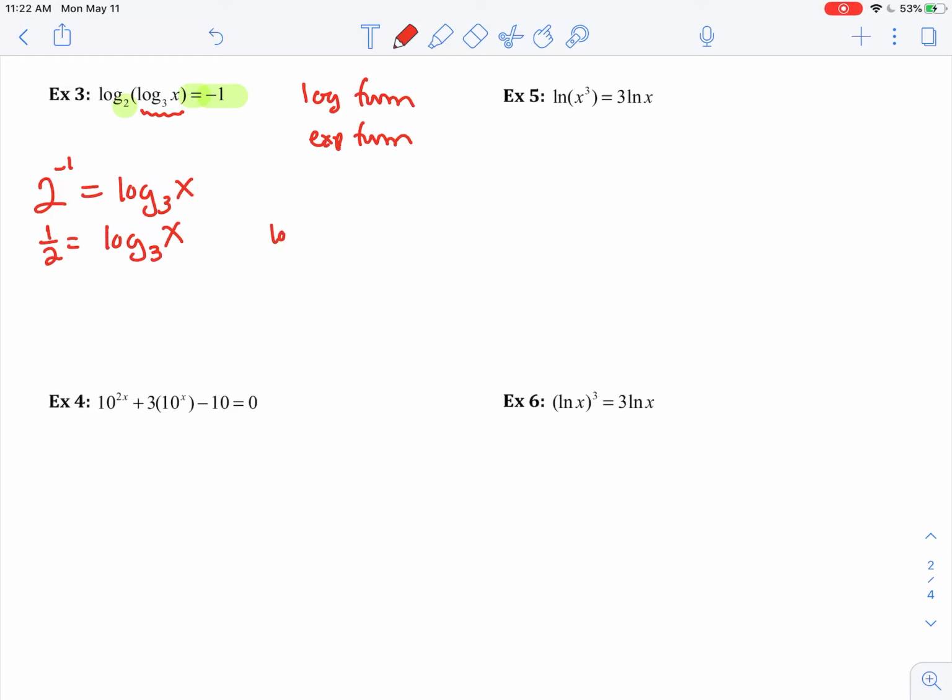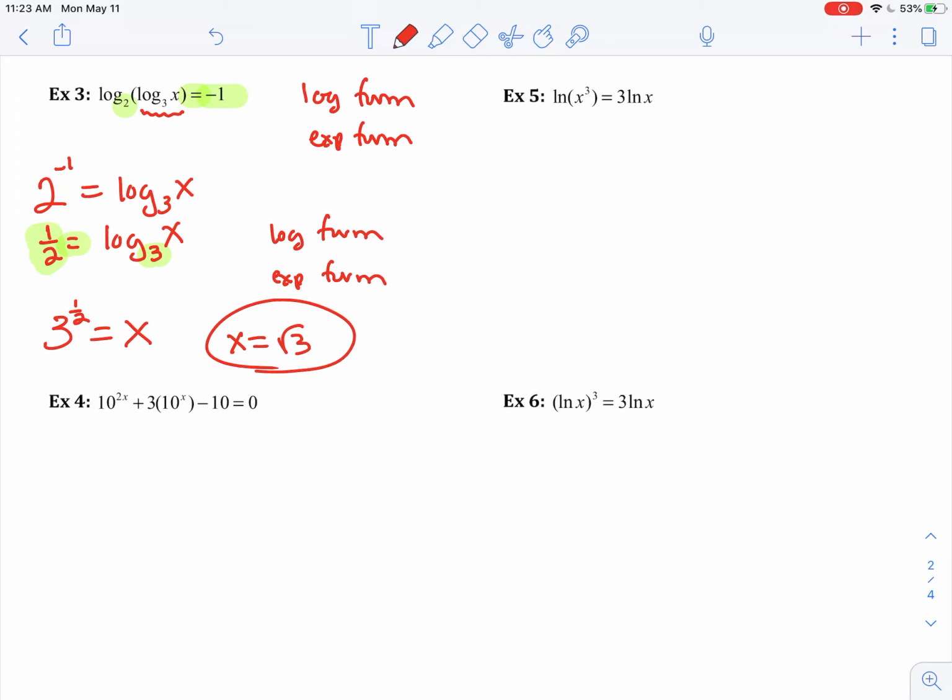And now again, we are looking at another log form, which means we can switch this to an exponential form. Our base was the 3, and we know that logs equal exponents. So the exponent is the 1/2, so 3 to the 1/2 is equal to x, or x is equal to the square root of 3.